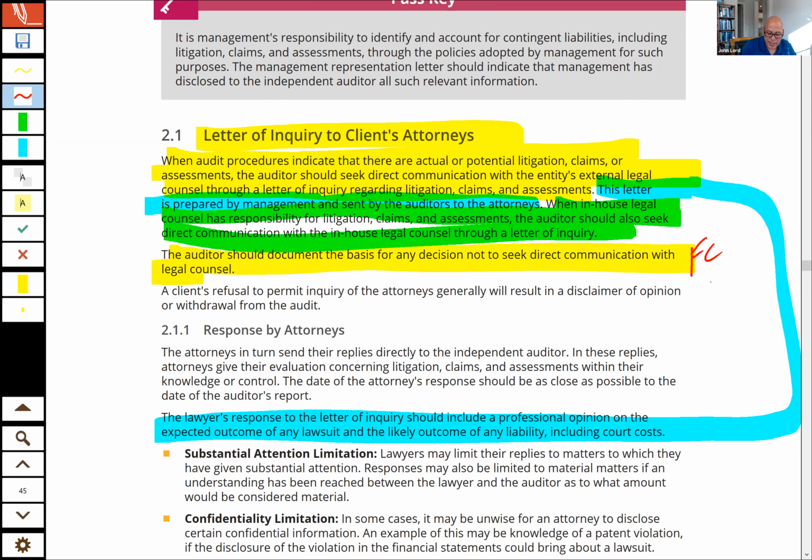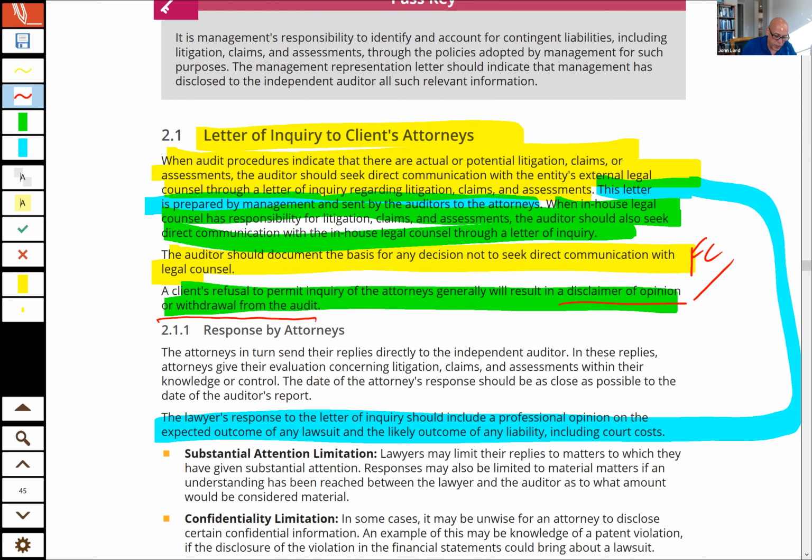Okay. So notice when the auditing standards start telling you to document why you didn't do something, what do you think that's telling you? It's very, very important. It's telling you to do it, because the difficulty of explaining why you didn't do something is too much. So you just go ahead and do it. Now, if the client refuses to permit inquiry, that will result in disclaimer of opinion or withdrawal from the audit.